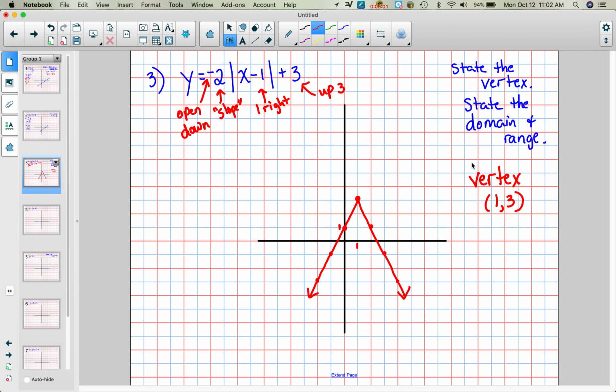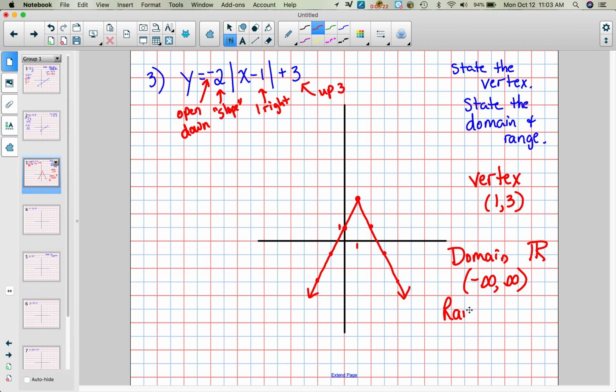Okay? So again, using all the clues from the function, knowing that an absolute value graph is going to look like a V, the domain and range. To get the domain, notice the arrow goes to the left, the arrow goes to the right, so that means it's all real numbers. If you put it in interval notation, it looks like this.